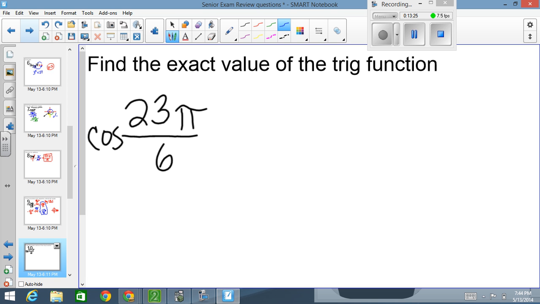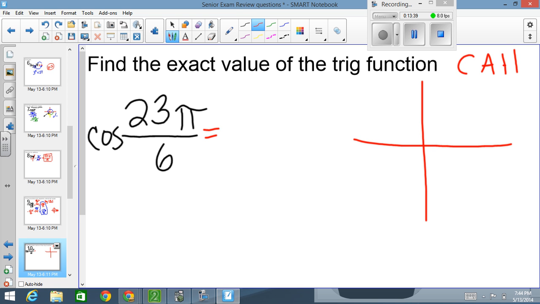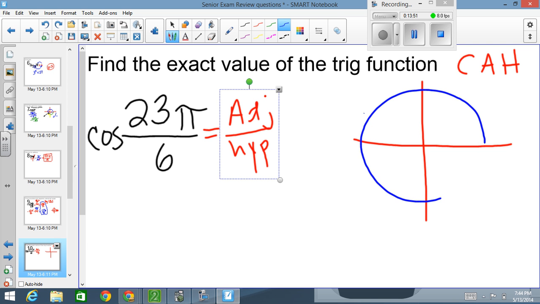Okay. Find the exact value of the trig function. Okay, exact value. Now this is stuff we've done more recently, so this should be pretty fresh for you. First of all, we know that cosine, CAH, and SOHCAHTOA, we're going to be using adjacent over hypotenuse. Okay, now we're on the unit circle here, so I'm going to draw a unit circle. We know that in the unit circle, this point here is the point 1, 0, so we know that every radius in the unit circle is a length of 1. We just got to figure out where this 23 pi over 6 is on the unit circle. What's that angle look like?